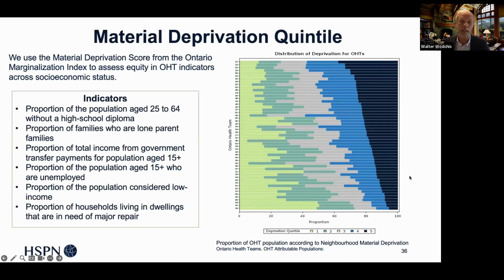And we relate this to the indicator. So in which indicator does this make a difference? It doesn't make a difference in every indicator, but it very much is relevant to some.